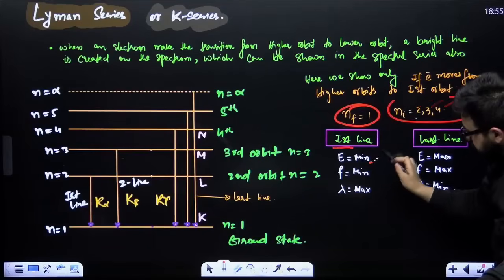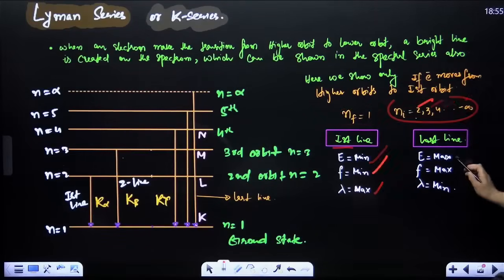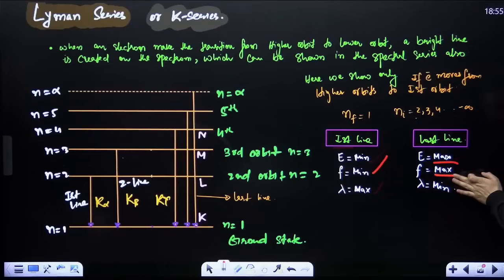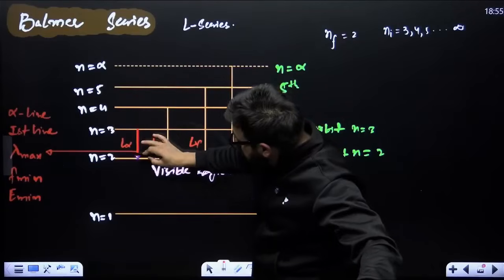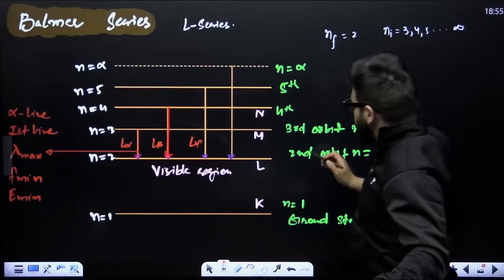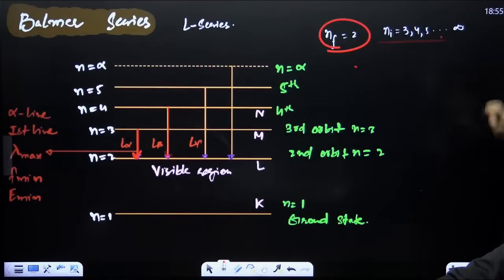So for the first line, energy is minimum, frequency is minimum, lambda is maximum. For the last line, energy is maximum, frequency is maximum, and lambda is minimum. Similarly, in the Balmer series, the electron moves from a higher orbit to the second orbit. Here the final orbit is 2, and the initial can be 3, 4, 5 and so on.